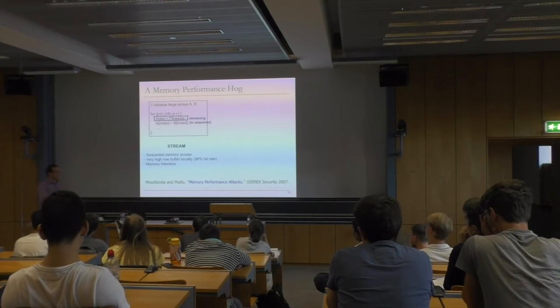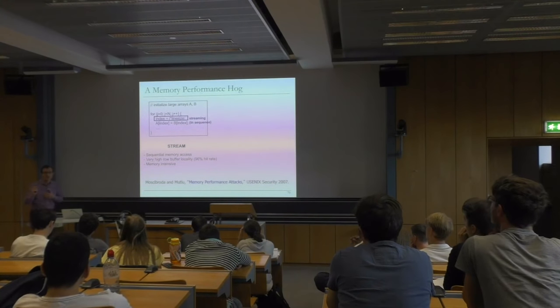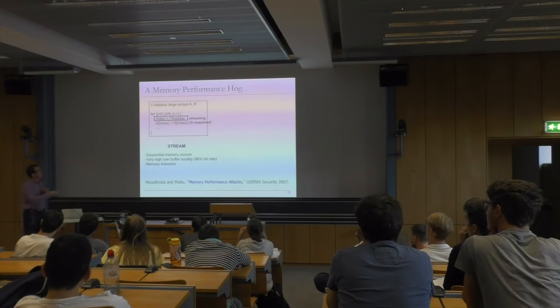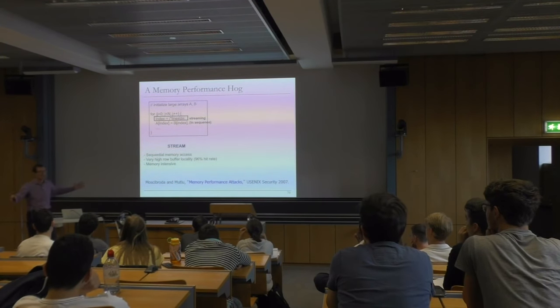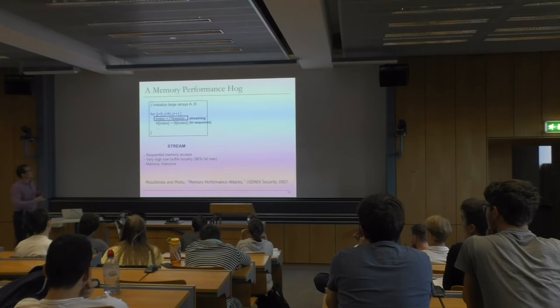Basically, it's going through elements sequence by sequence, and we ensure that every element access is a cache miss. You're always going to memory by making the size of the index or element the same size as the cache line, cache block, so that you're never getting cache hits. So you can see that this has very sequential memory access, very high row buffer locality, and is very memory intensive. Every access is a cache miss over here. So this is the performance hog.